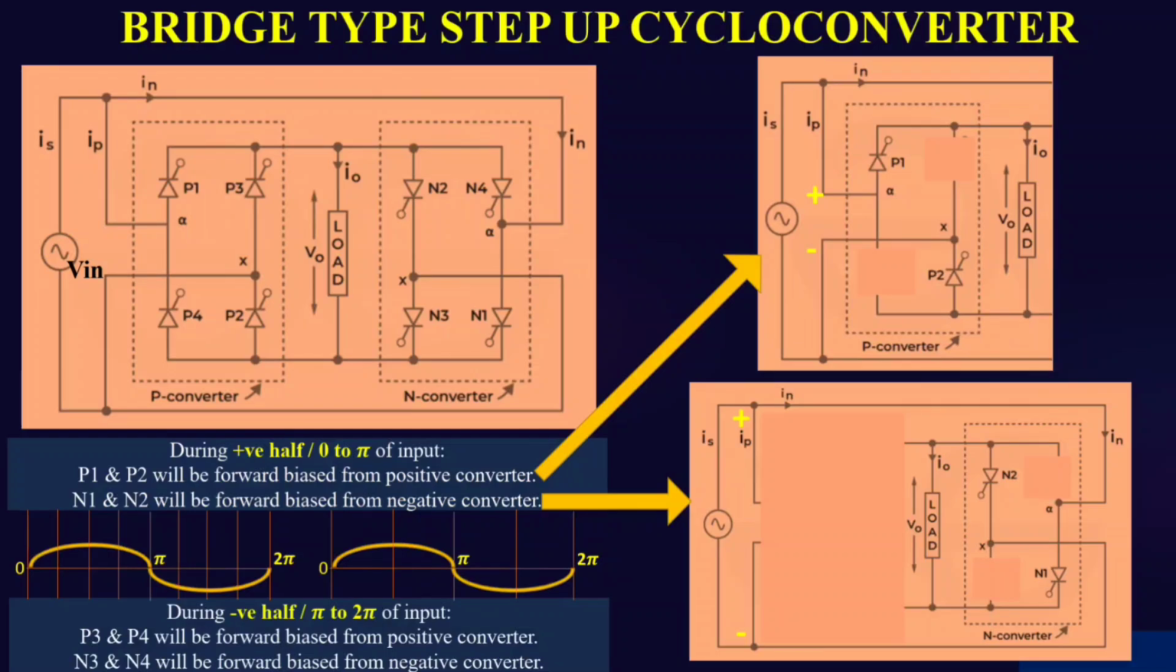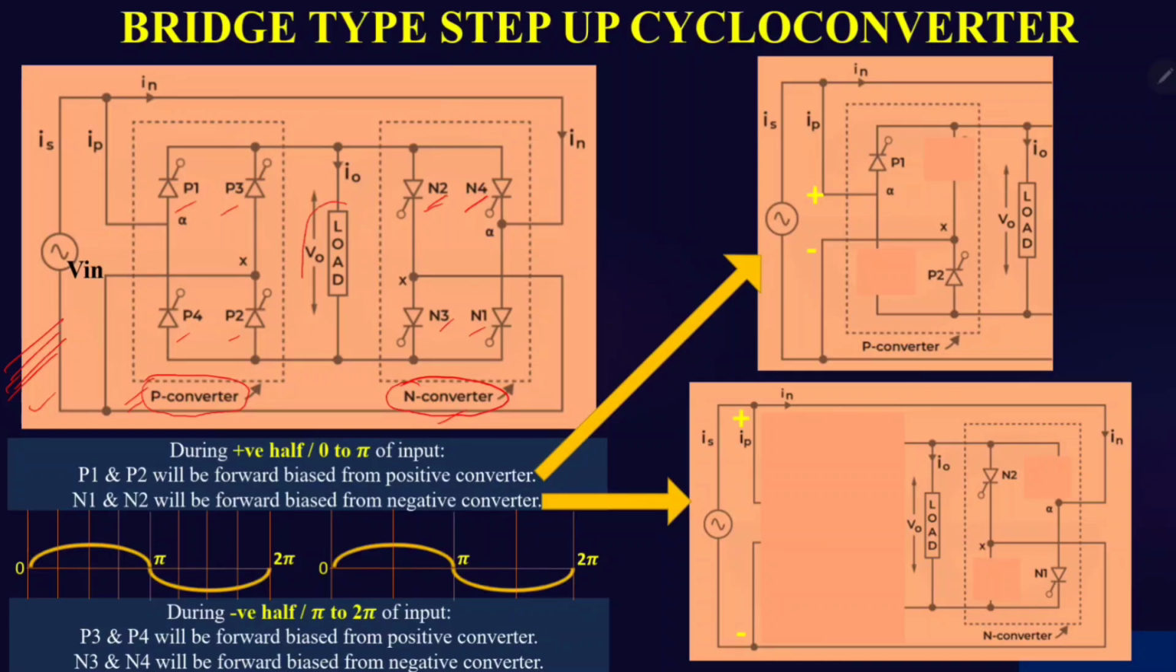Okay. So this is the bridge type step up cycloconverter. This is the circuit diagram for the bridge type step up cycloconverter. So in this there are two converters. One is the positive converter, the P converter, another one is the negative converter. The positive converter has four thyristors, P1, P2, P3 and P4, and the negative converter also has four switches, that is N1, N2, N3 and N4.